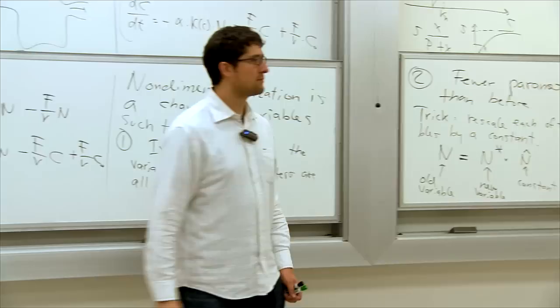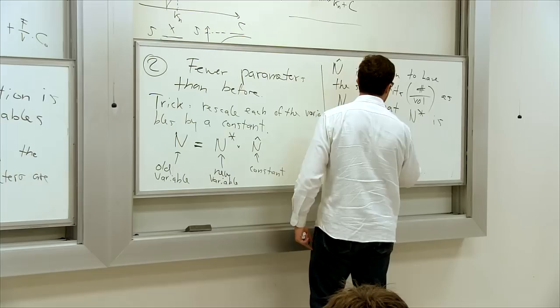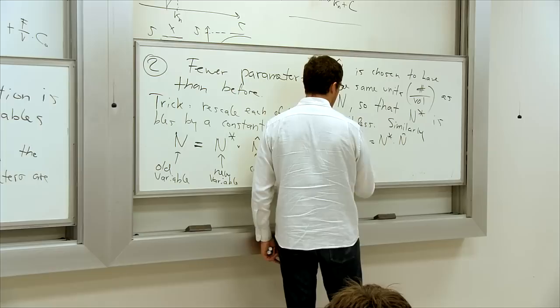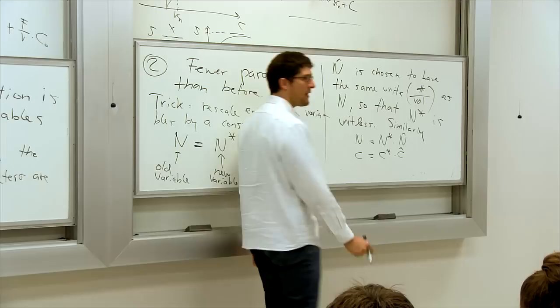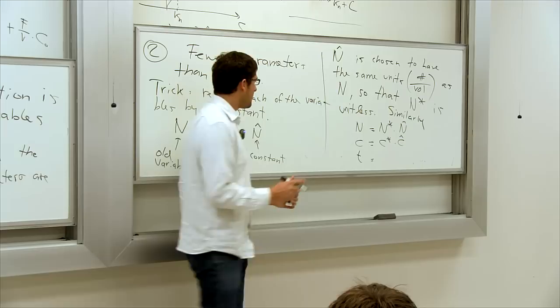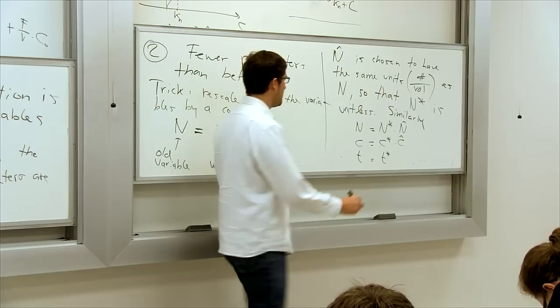Okay. Similarly, let me just write everything down. N is going to be equal to new variable times n hat parameter. C is going to be written as C star times C hat parameter. And even time. This is actually probably the most tricky one. We're going to rescale time as new time variable multiplied by constant.